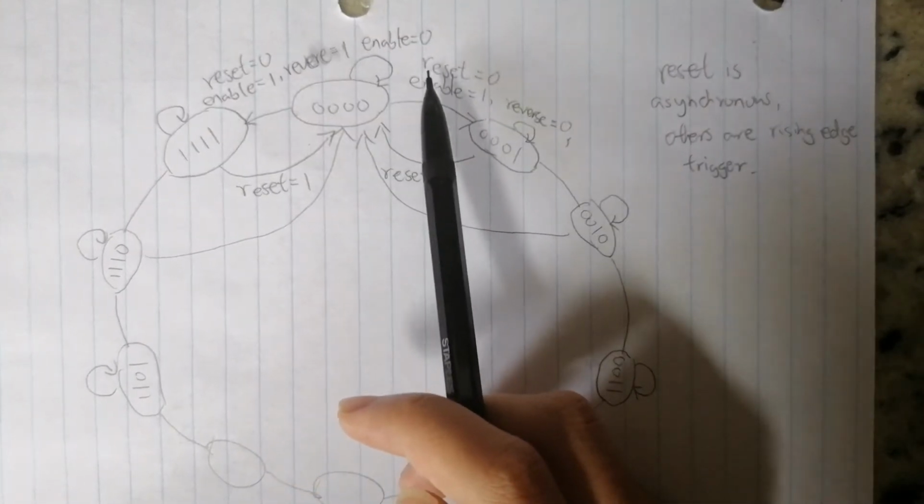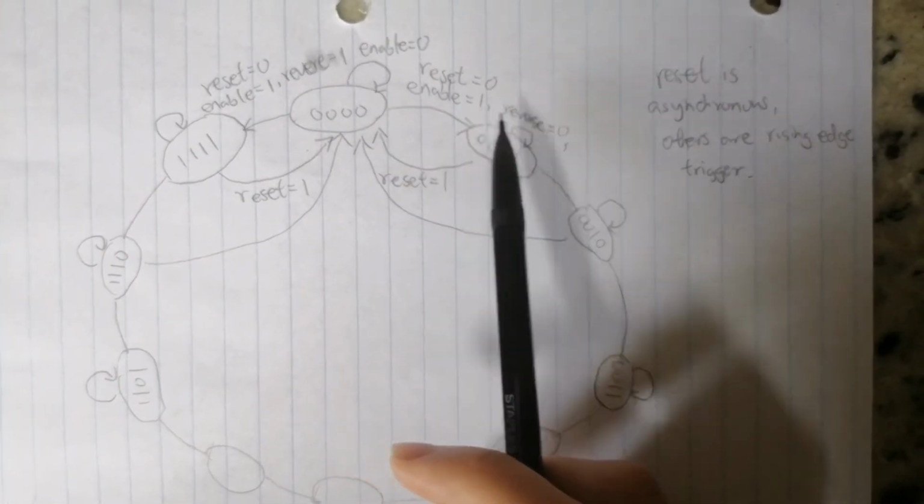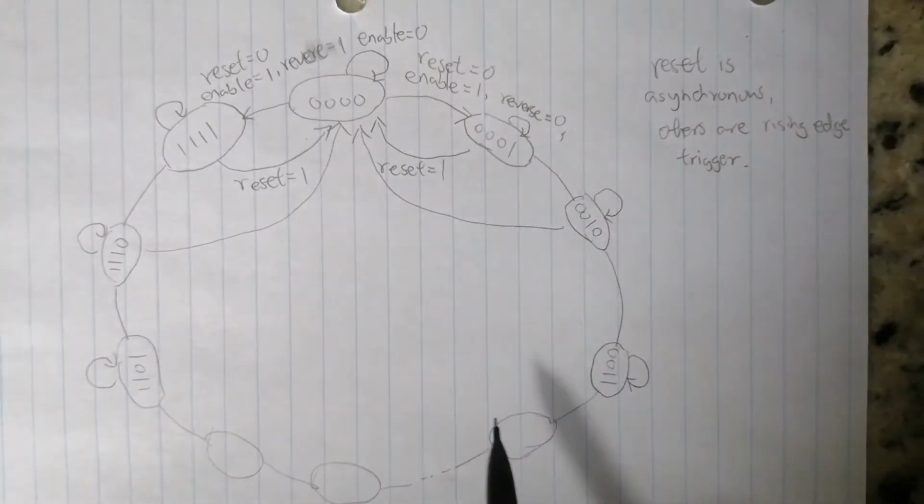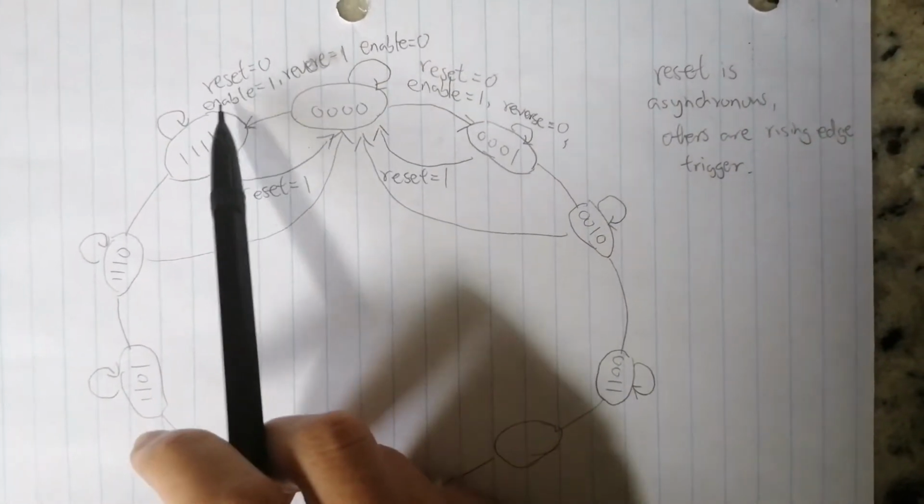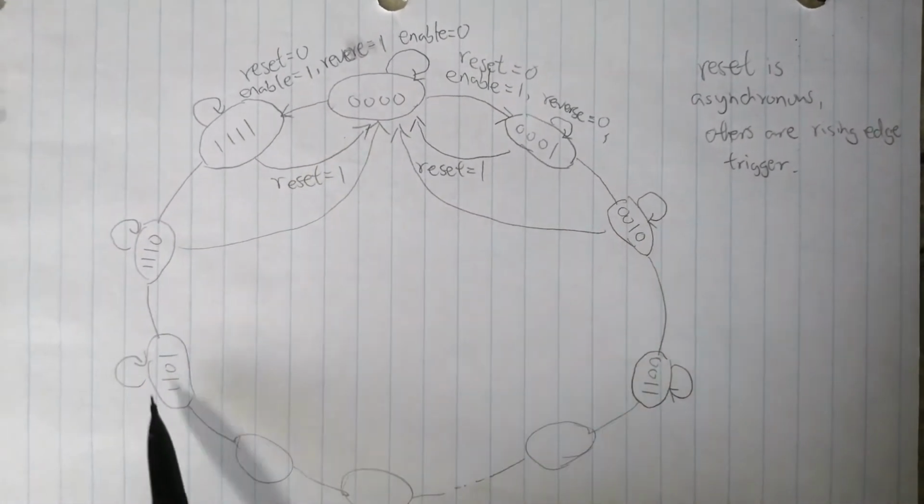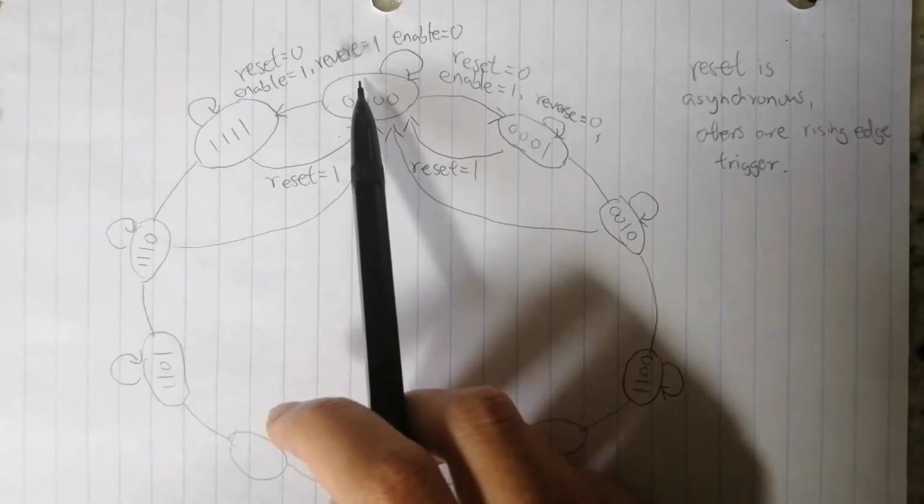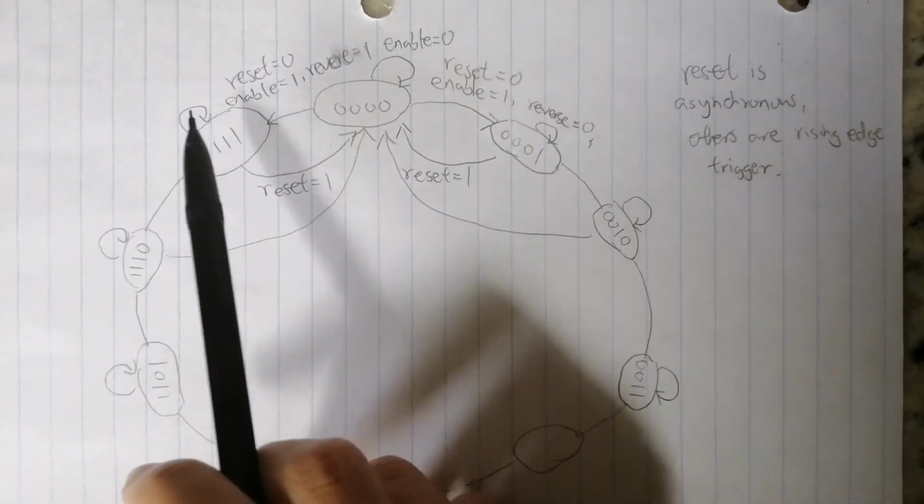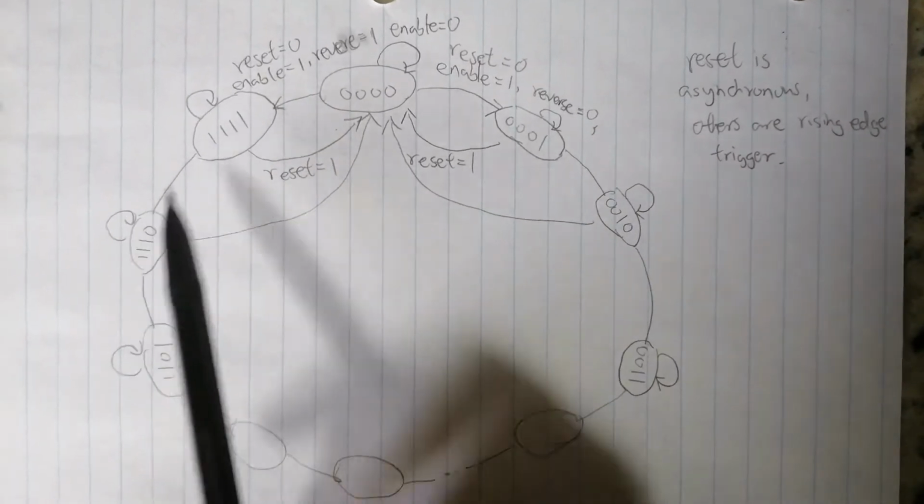If the inputs are reset equal to 0, enable equal to 1, reverse equal to 0, it's going to count up in this direction. If reset equal to 0, enable equal to 1, reverse equal to 1, it's going to count down in this direction. And if enable is equal to 0, it's going to stay at whatever value it's currently at.